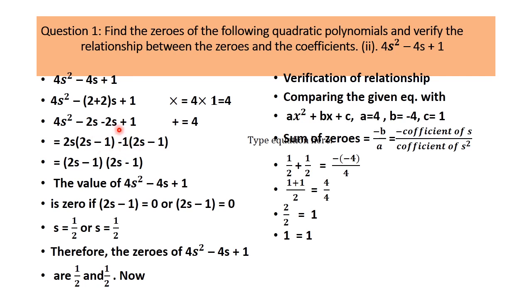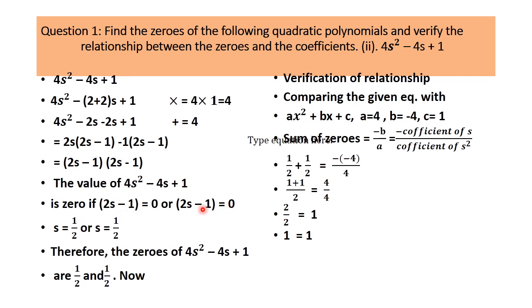Similarly, this term remains the same, so we will take common here. Here the common factor is minus, and minus 1. Now we will take 2s minus 1 common in these two terms, and here we are left with 2s minus 1. Now these are the factors of this quadratic polynomial. Now the value of this polynomial is 0 if this is equal to 0, so we will get the first value s is equal to 1 upon 2.